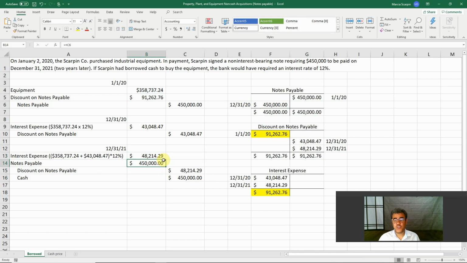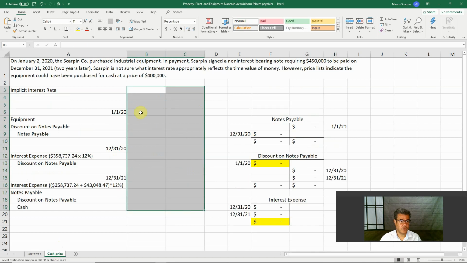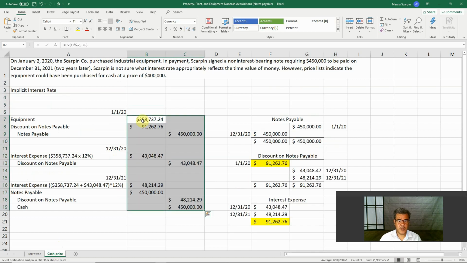If you have more than 2 years, it's strongly recommended that you create an amortization schedule. Okay? And as I told you, we have a video about amortization schedule. Discount on notes payable. Close it. So we are good here. And what if we have cash prices here? So let me double check if I can copy and paste all of these formulas here. Yes, we can.